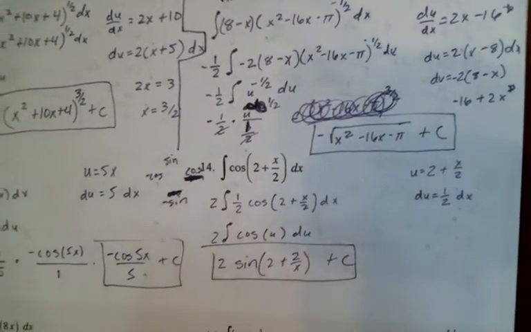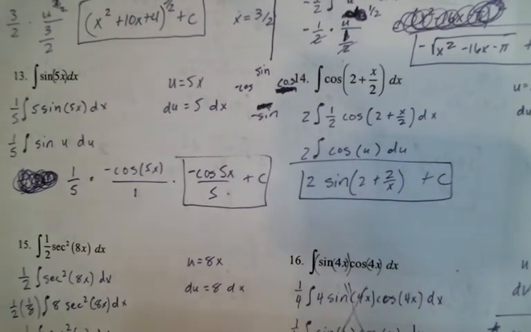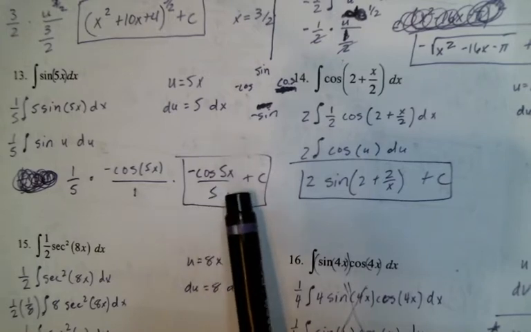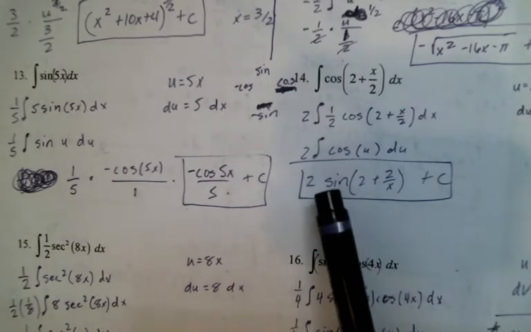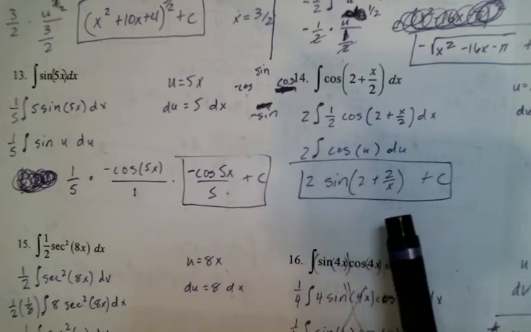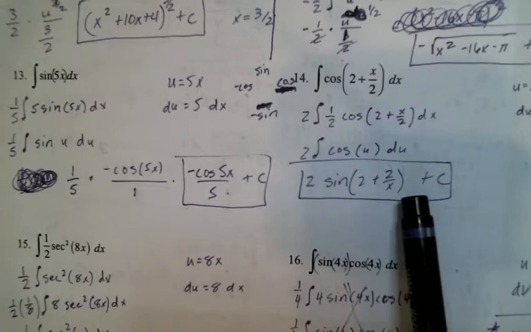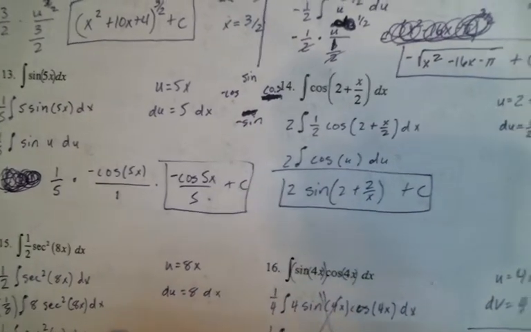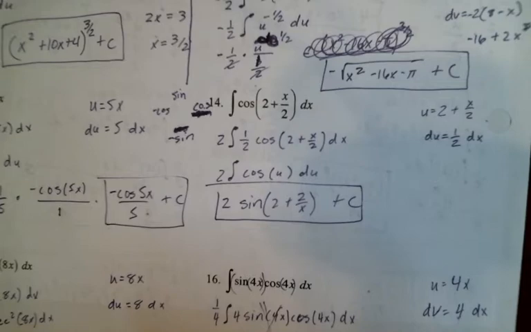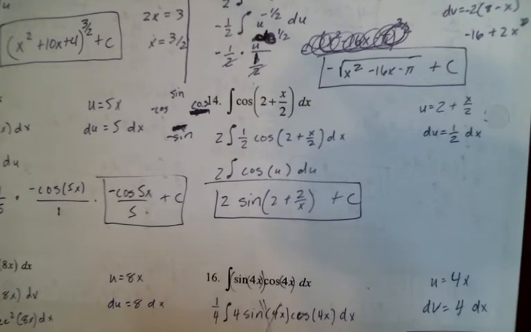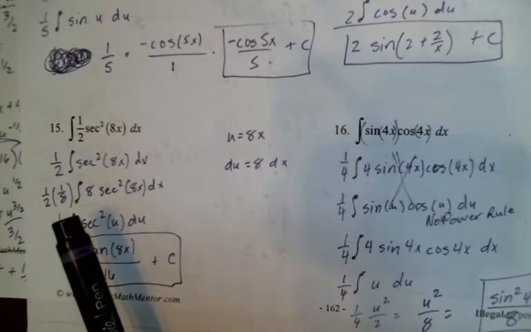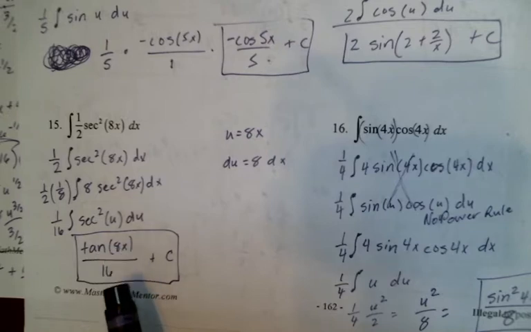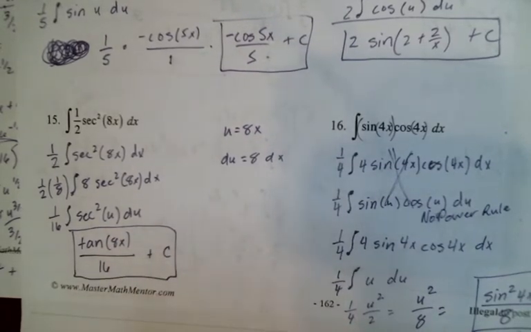Okay? 13, negative cosine of 5x over 5 plus c. Number 14, 2 sine of 2 plus 2 over x plus c. Let me make sure I'm showing you my u there. 15, 1/2, or no, sorry, going down here. Tangent of 8x over 16 plus c.